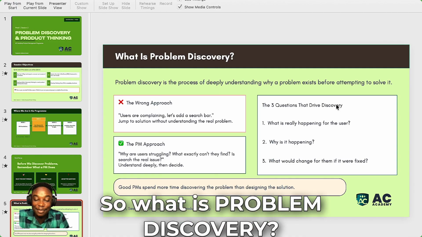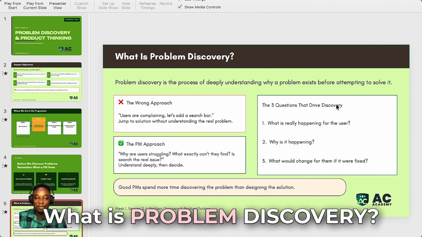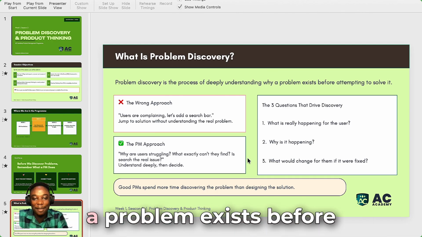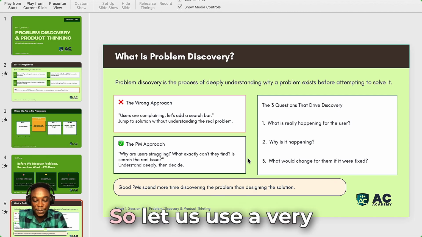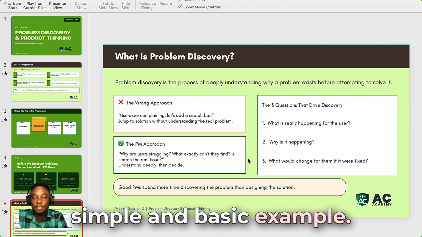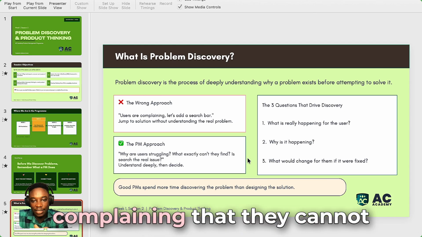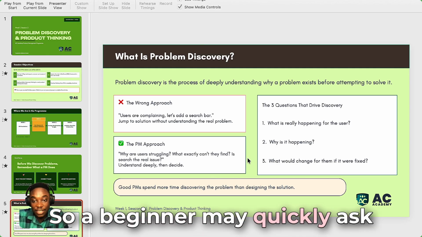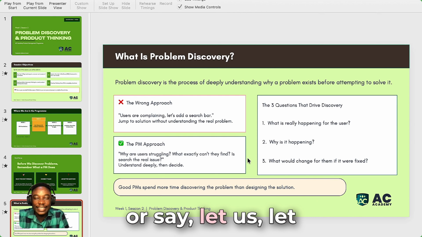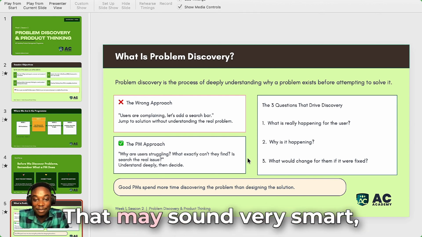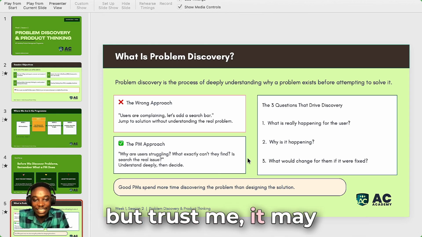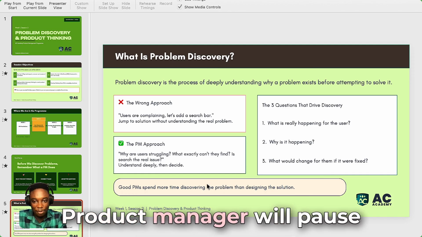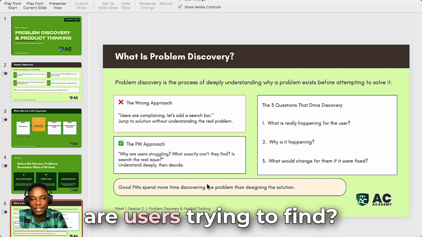So, what is problem discovery? Problem discovery means taking time to understand why a problem exists before trying to solve it. Let us use a very simple and basic example. Suppose users are complaining that they cannot find things in an app. Yes. A beginner may quickly say, let us add a search bar. That may sound very smart, but trust me, it may not solve the real issue that is happening. A product manager will pause and ask, what exactly are users trying to find?